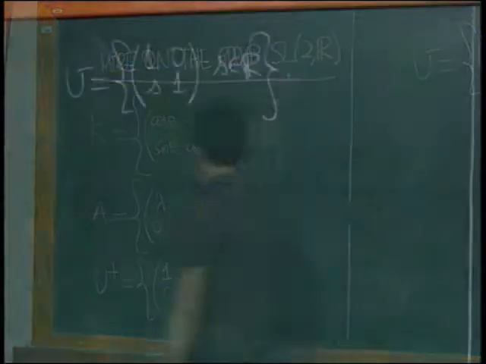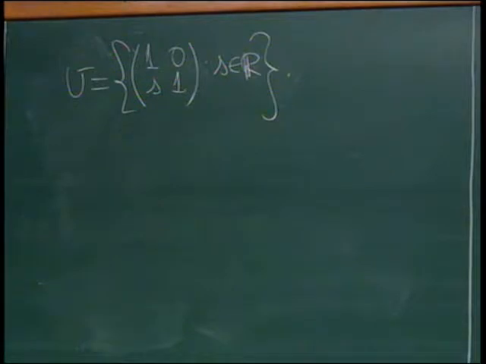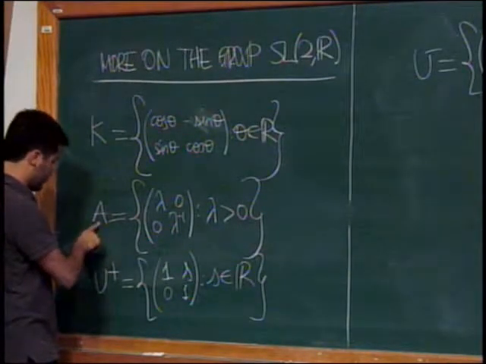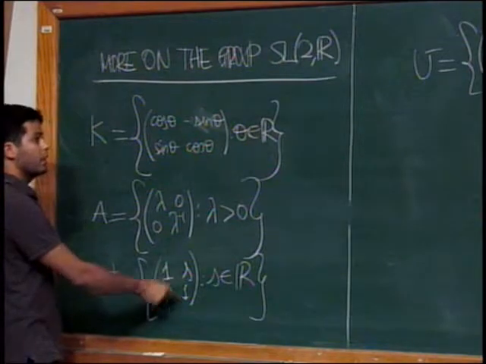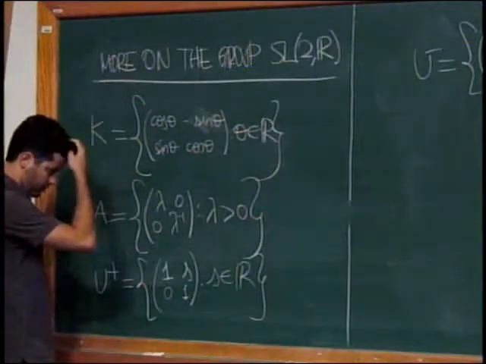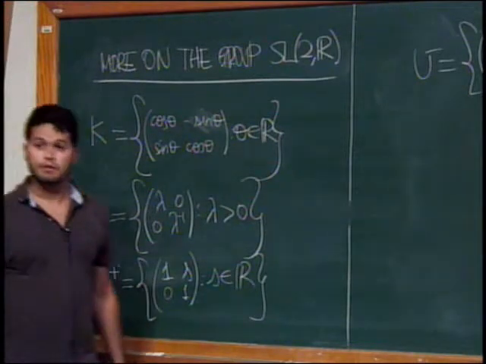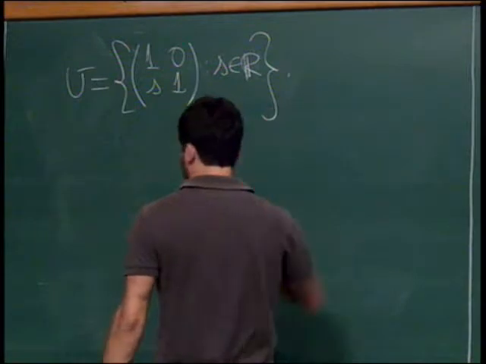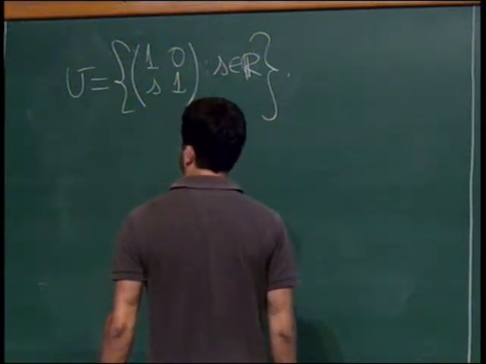Okay. So this is the compact rotation subgroup. This is isomorphic to R. It's the diagonal subgroup. This is isomorphic to R, and also U minus. And both of them are also isomorphic to R. Okay? They are the unipotent subgroups, U plus and U minus.